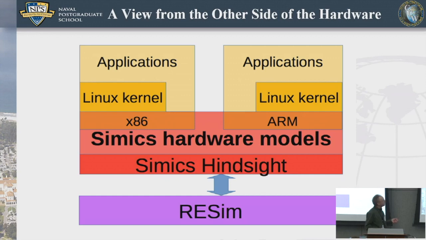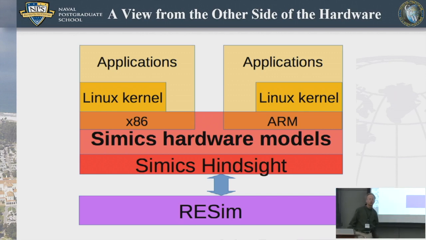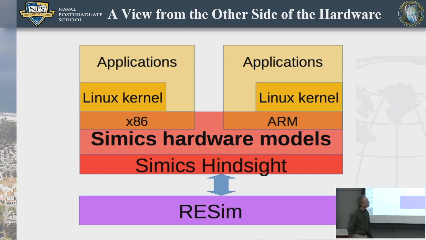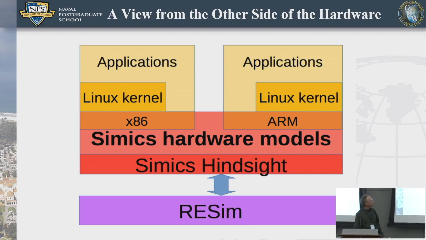So what we end up with is a picture like this. Up at the top, those are the applications and the Linux kernels that run on the real target system. We've extracted the software from the target system and it's running, but it's running on models of hardware, x86 hardware, ARM hardware, etc. And the Simics product that's managing the simulation is called Hindsight. So it's interacting with all of these models and controlling the simulation. And our product then is interacting with Hindsight in order to figure out what is going on top of the hardware. So I like to think about it as a view of the system from the other side of the hardware, right? We're not looking inside, we're looking from outside.